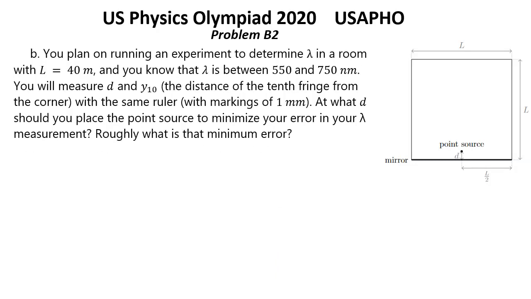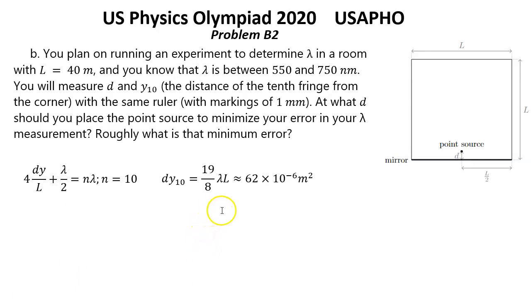Solution for question B. From the previous question, we can write that 4dy over L plus lambda over 2 equals n lambda. In our case, n equals 10, which means that d multiplied by y10 equals 19 over 8 lambda L. For lambda equal 650 nanometers and L equal 40 meters, we have this expression, and to minimize our error, we need to equalize d and y10, which will give us approximately 8 millimeters for both.